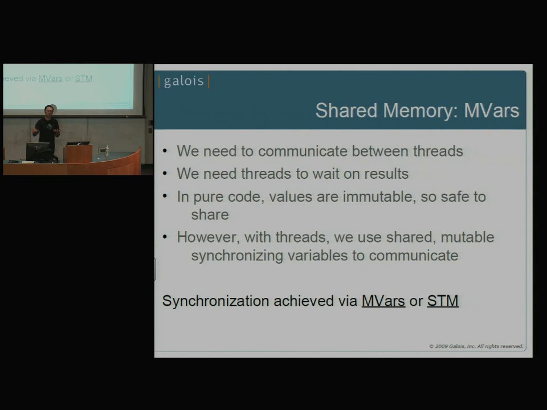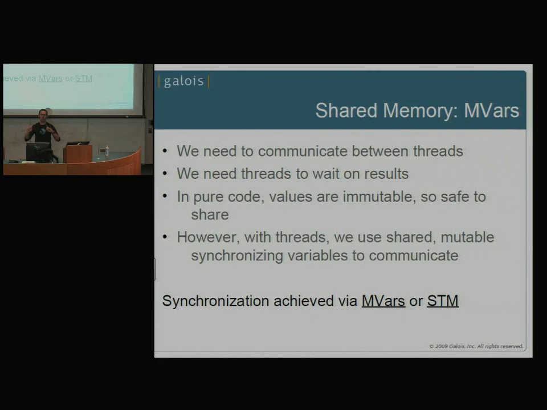So in pure code, there's no mutation of values. You can't poke something in memory and have the other thread see that effect immediately. We have to explicitly enable mutable memory via MVars or transactional memory. And we'll use this mutable memory to synchronize.